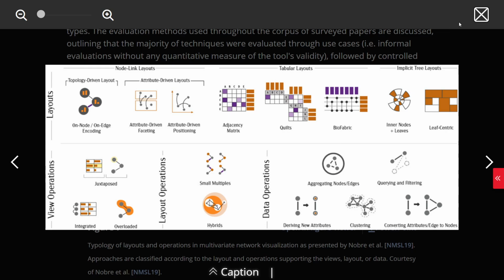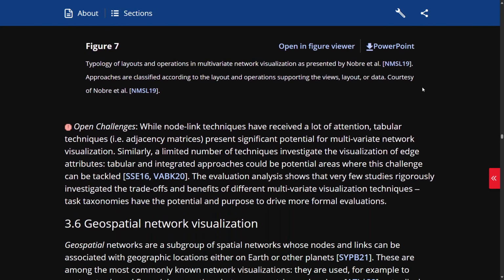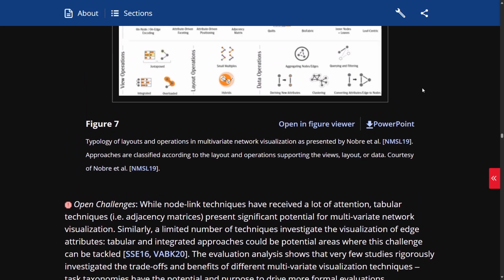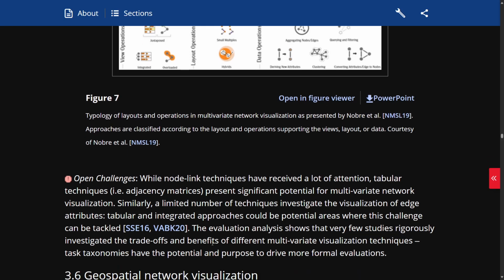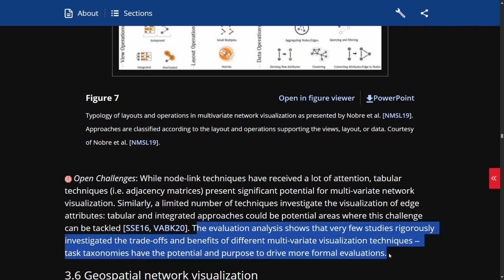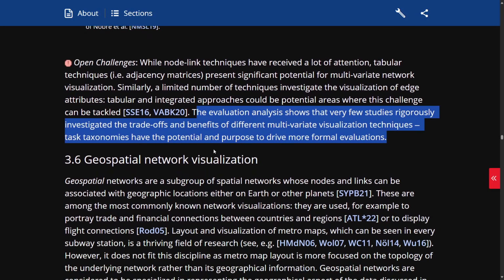While node link techniques have received a lot of attention, tabular techniques, i.e. adjacency matrices, present significant potential for multivariate network visualization. Similarly, a limited number of techniques investigate the visualization of edge attributes. Tabular and integrated approaches could be potential areas where this challenge can be tackled. [SSE 16, VABCC 16, VABCA 20]. The evaluation analysis shows that very few studies rigorously investigated the trade-offs and benefits of different multivariate visualization techniques. Taxonomies have the potential and purpose to drive more formal evaluations.